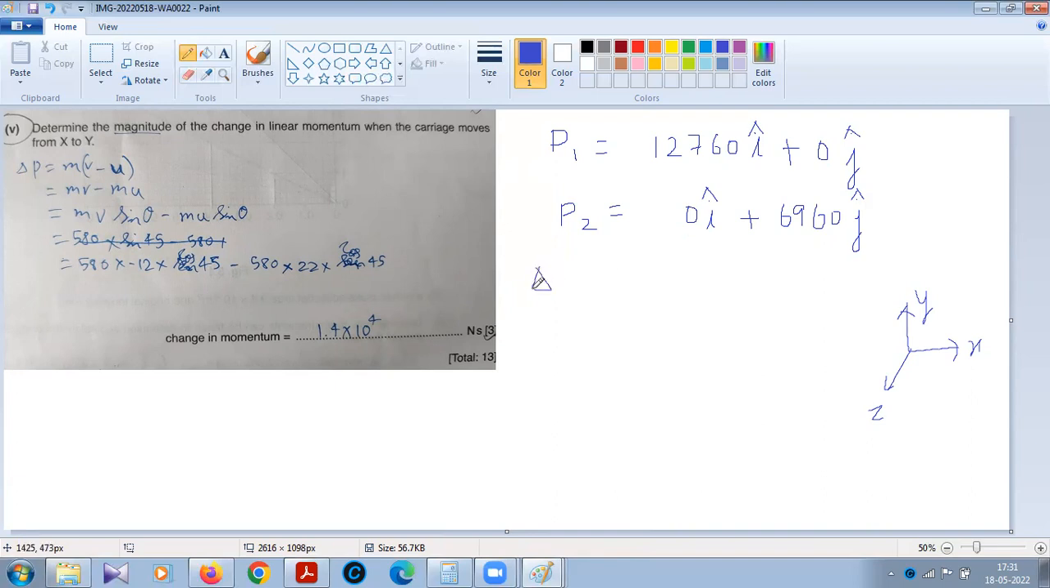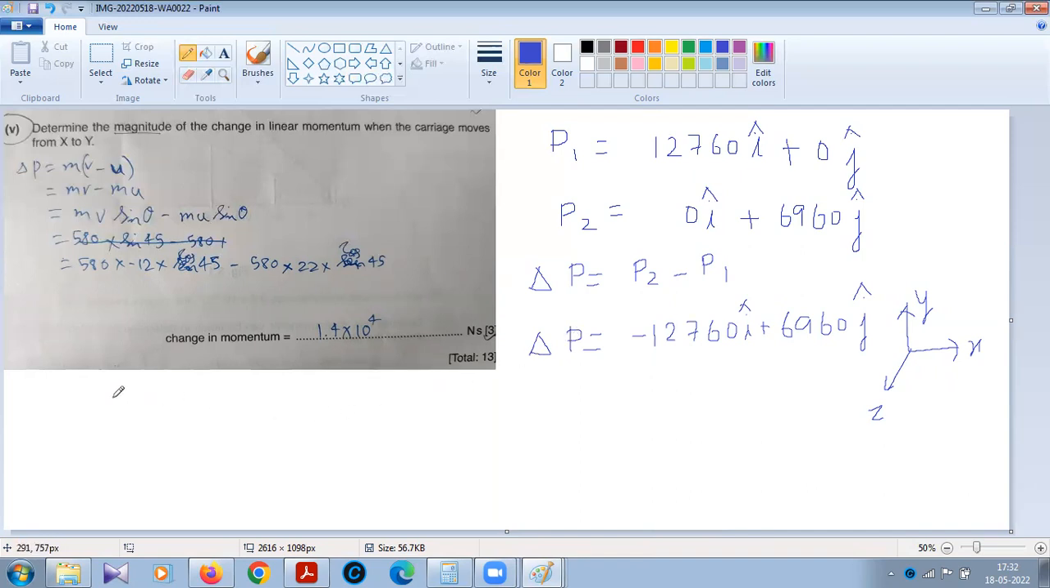So the change in the momentum will be nothing but subtracting, p2 minus p1. When I subtract, it will be 0 minus 12760, so minus 12760 i cap. Similarly, I will subtract the y components also, so it will be 6960 minus 0, which is 6960 j cap. So you get the change in momentum in vector form, but they are asking us for the magnitude.